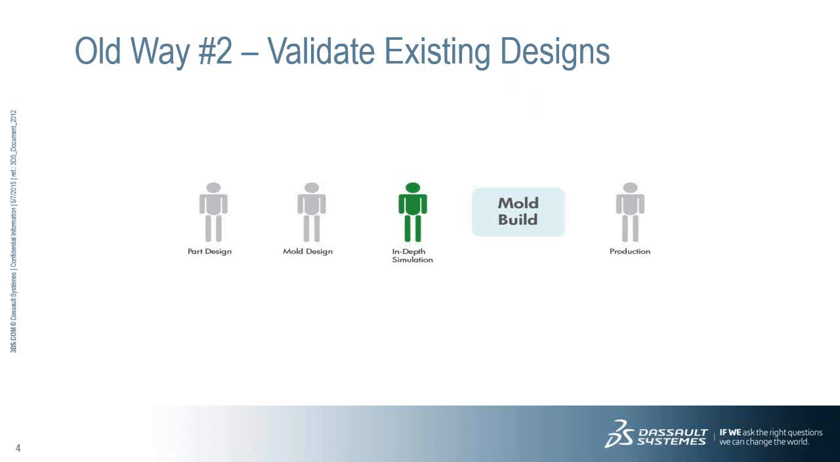Validating existing designs. The next logical step is to validate existing part or mold designs to ensure manufacturability and also to avoid the time consuming and costly production delays, what we discussed in the earlier slide. While this results in more value realized from the use of simulation, there is still the potential for significant hidden costs because parts and molds are not being optimized.